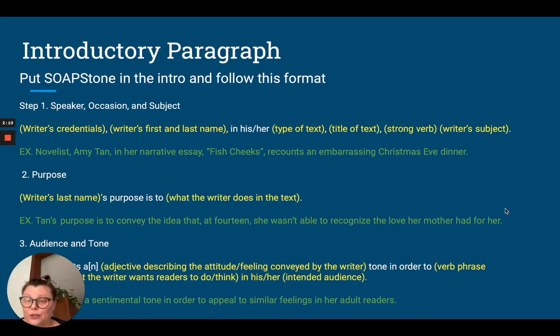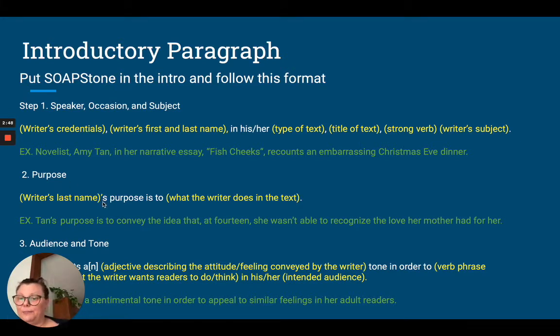So, your introductory paragraph. You put soapstone into the intro and follow the format. So, step 1, speaker, occasion, and subject. The writer's credentials, the writer's first and last name, and his or her type of text, title of text, then use a strong verb, and then what the subject is. Now, before this scares you too much, they give you all of this on the SAT, and I'm going to show you that. So, an example would be: novelist Amy Tan and her narrative essay, Fish Cheeks, recounts an embarrassing Christmas Eve dinner.